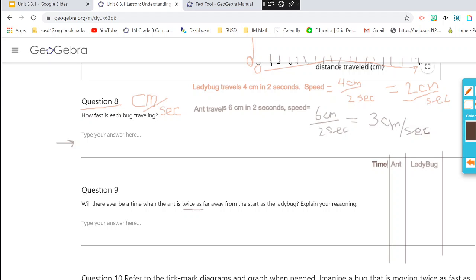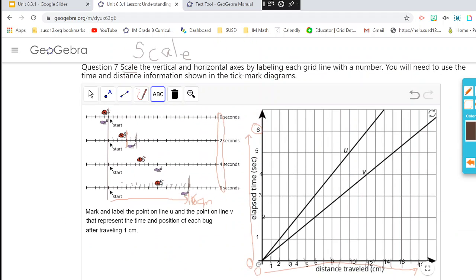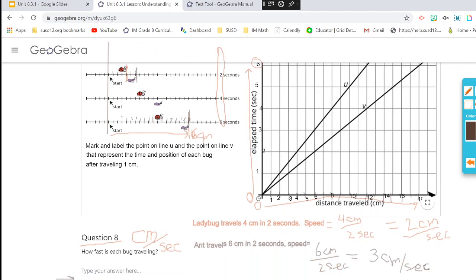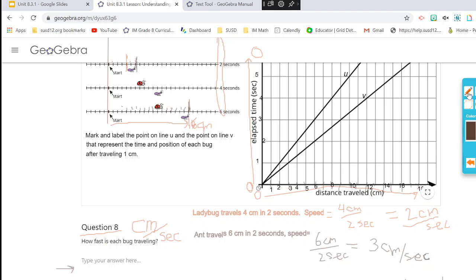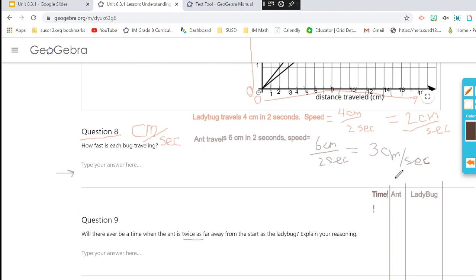Okay, so how about at time equals, the graph finished at 6 seconds, right? Yeah, went all the way to 6. And you can see ladybug is not half as far as ant. What we're looking for is a time when ladybug is only half as far as ant. Okay, so at 6 seconds, let's review that data. Remember, ant travels 3 centimeters per second. Ladybug travels 2 centimeters per second. I need to put my units here, but it's hard to write.